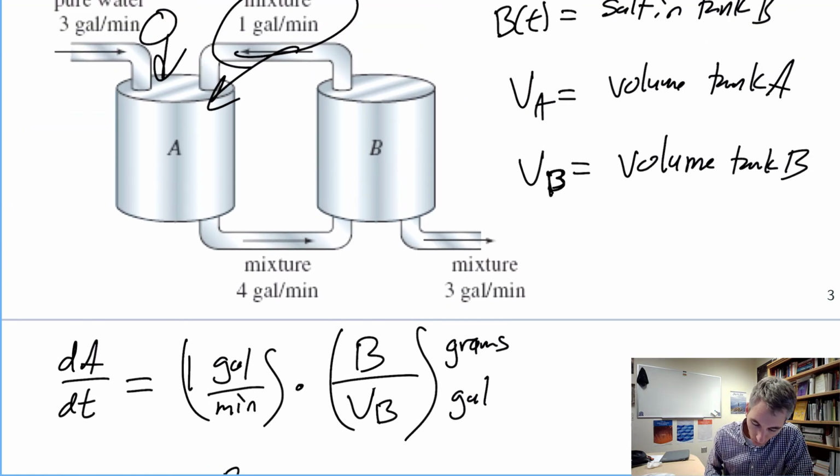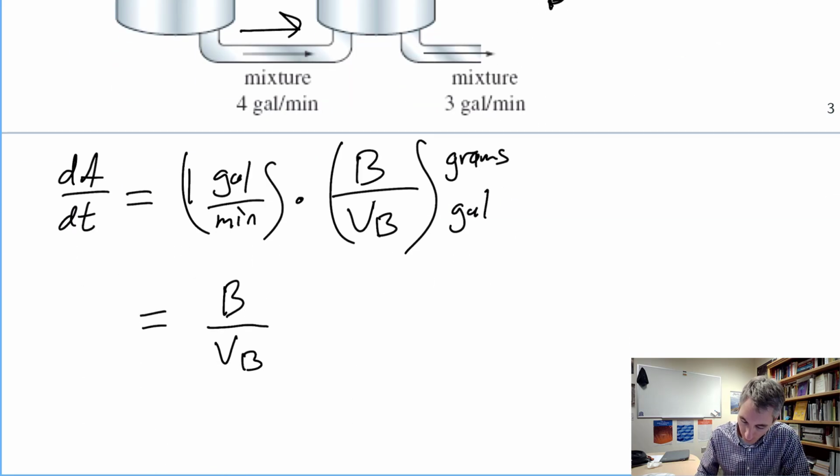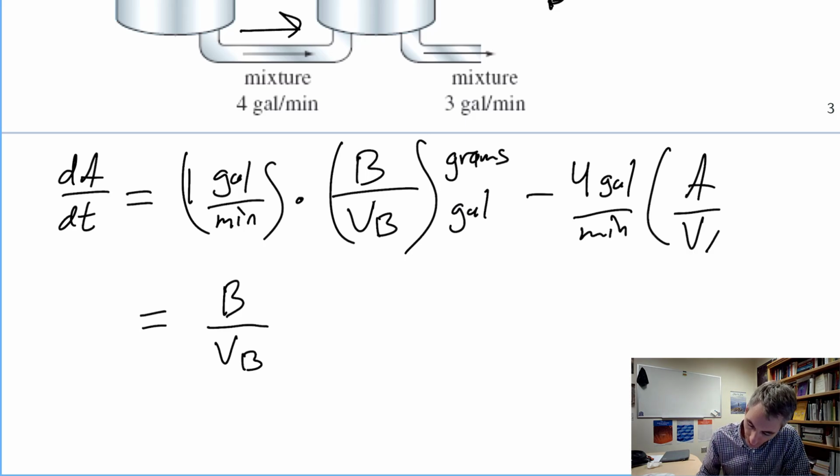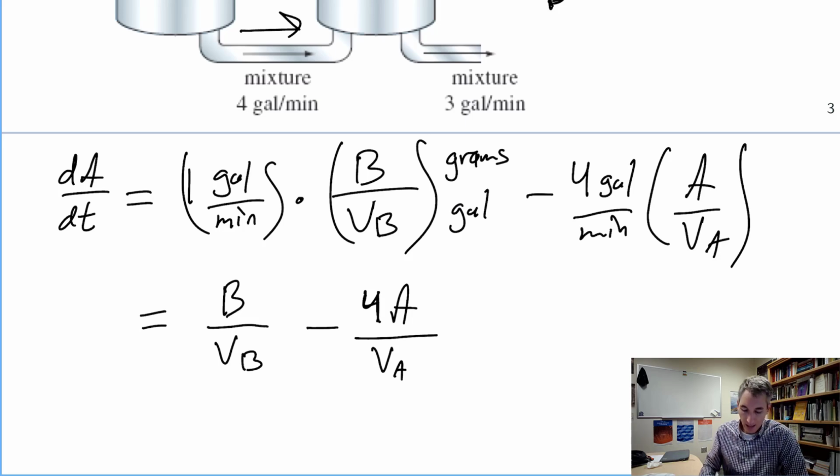And then we've got 4 coming out. We're going to lose 4 gallons per minute, and it's going to be A over VA grams per gallon. So we're basically just going to subtract 4A over whatever VA is. And that is the differential equation for dA/dt. Okay?